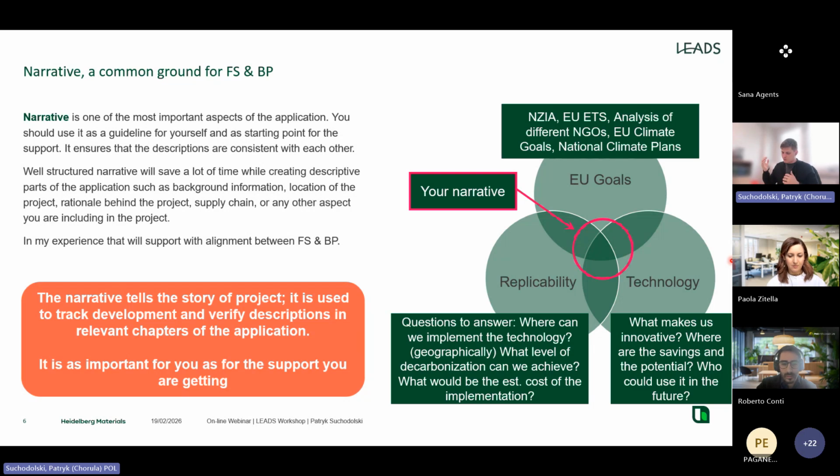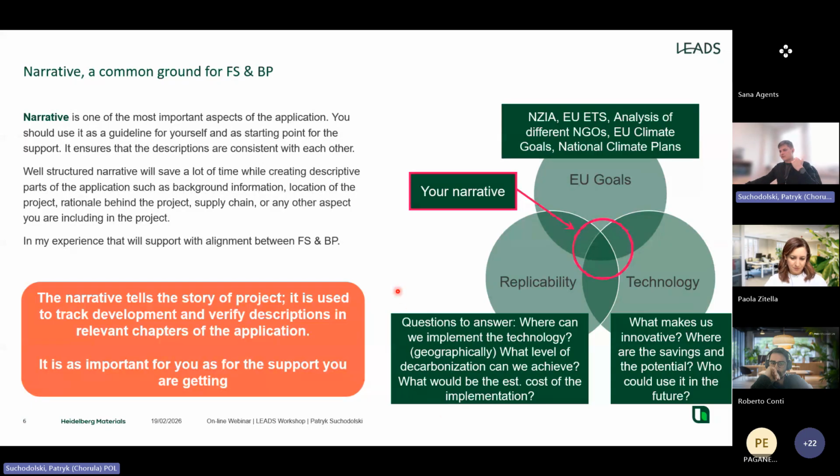As well, you need to describe what level of decarbonization can be achieved by using this technology, what will be the estimated cost of the implementation, and so on. This is not an exclusive list of the questions which you need to answer. However, it will guide you a little bit on what needs to be included.